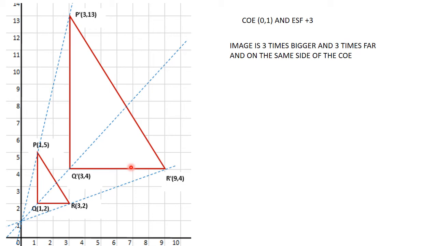And I think you can make other inferences, but whatever inference you get there, please understand that it's supposed to help you know how to cross-check your work. Whenever you've performed an enlargement, how should the image look in relation to the object?